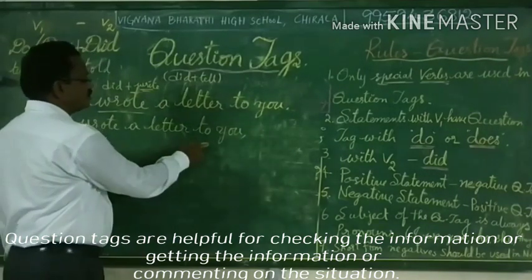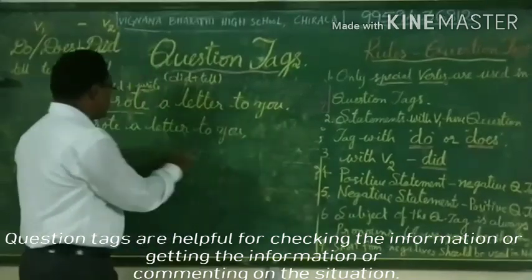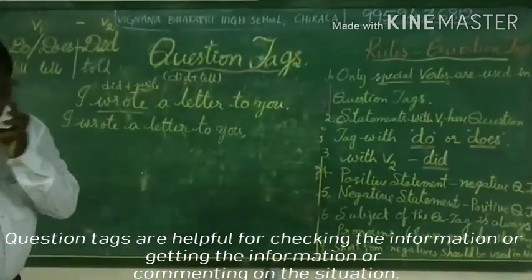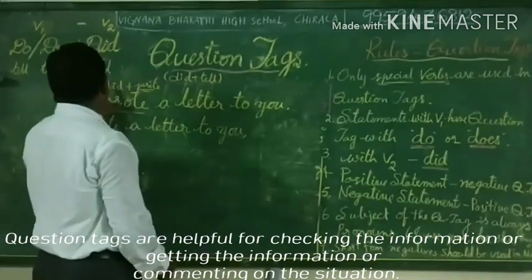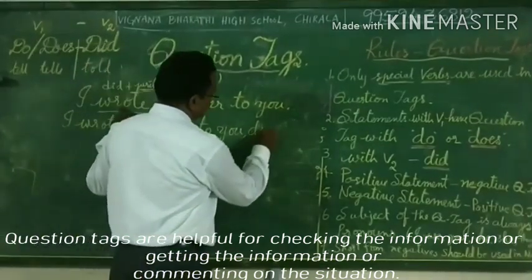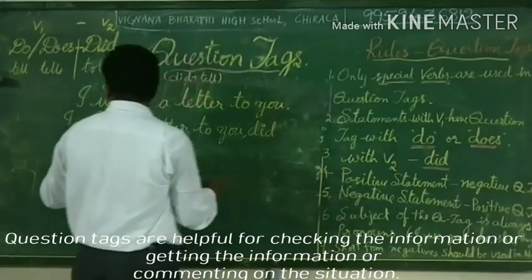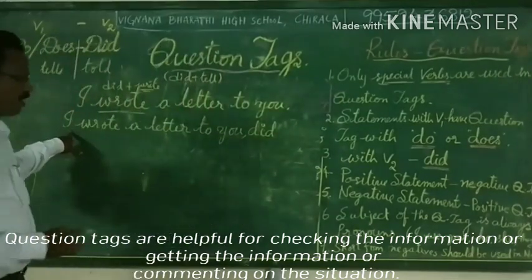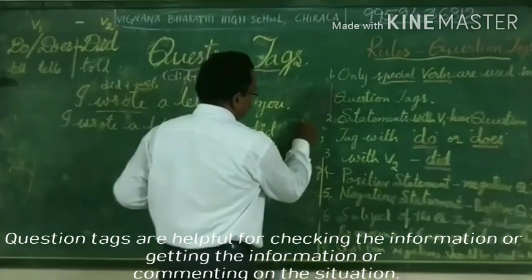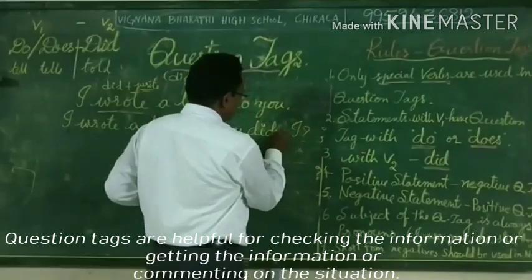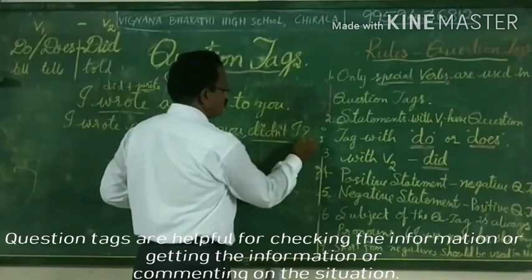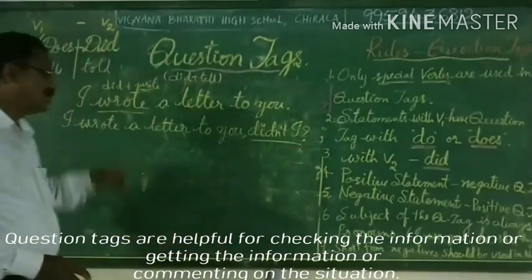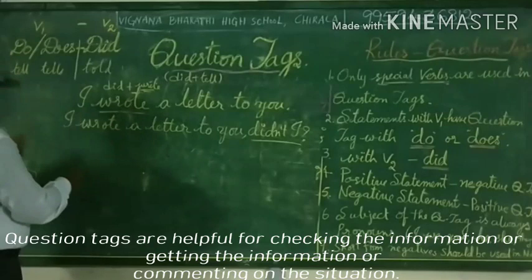I wrote a letter to you. Here the sentence statement is positive. That is why we found here already did. Already the subject is a pronoun, I. Didn't I, question mark. This is a positive statement, so a negative question tag.